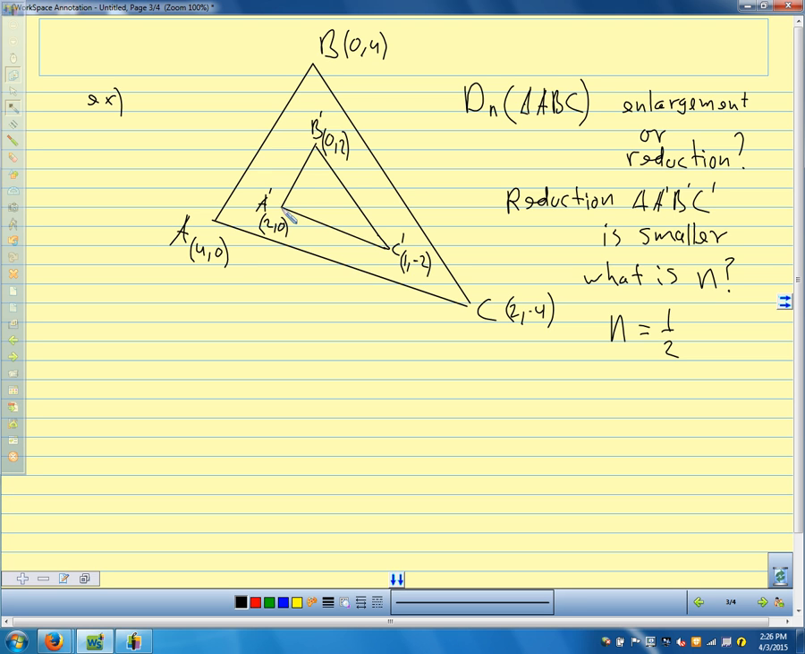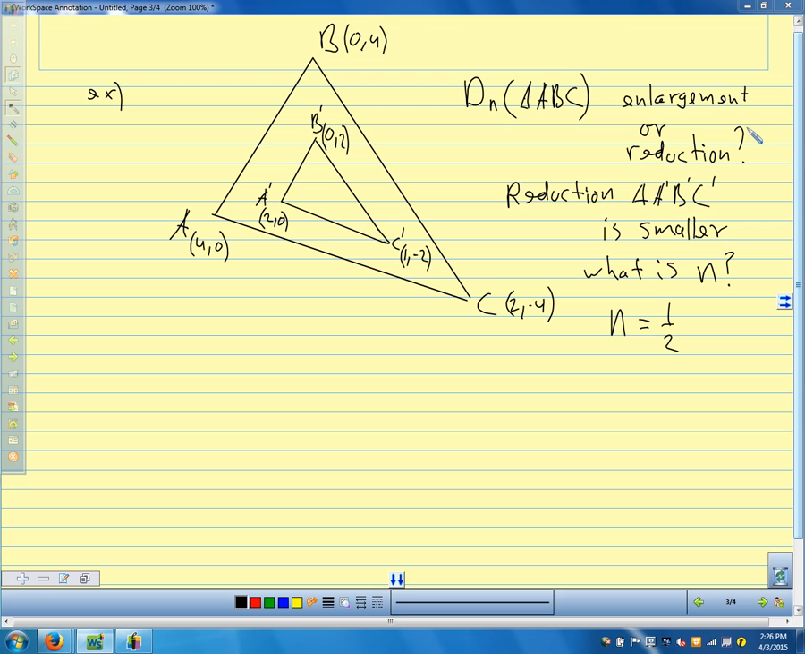If I were going the other way, what if the pre-image was A prime, B prime, C prime, and then the dilation takes me to A, B, C? What would the scale factor be then? 2. So 1/2 makes it smaller, 2 makes it bigger. Questions on that example? Dilations with the center at the origin are really nice, really easy.